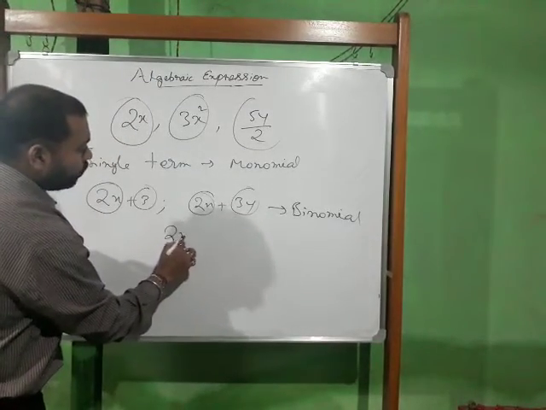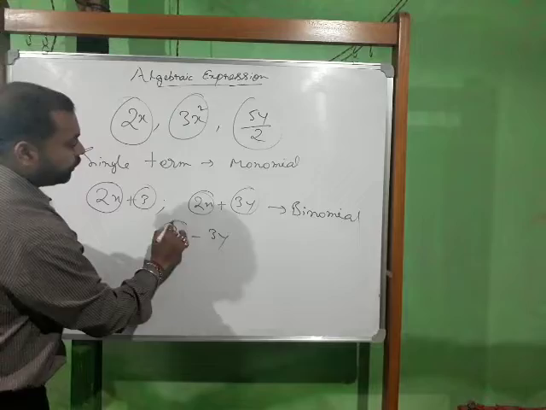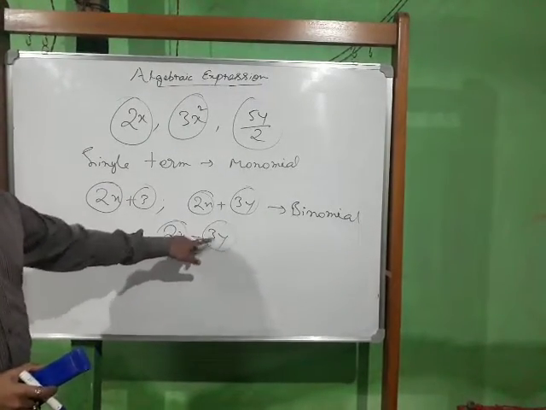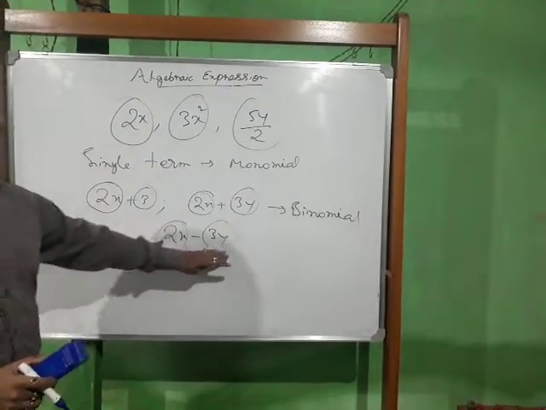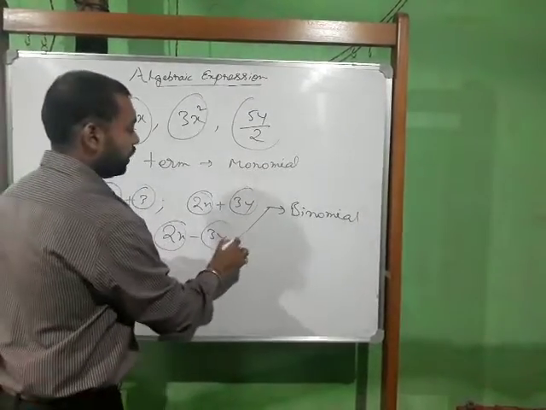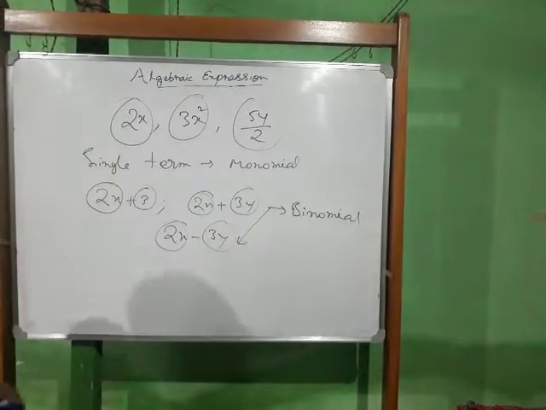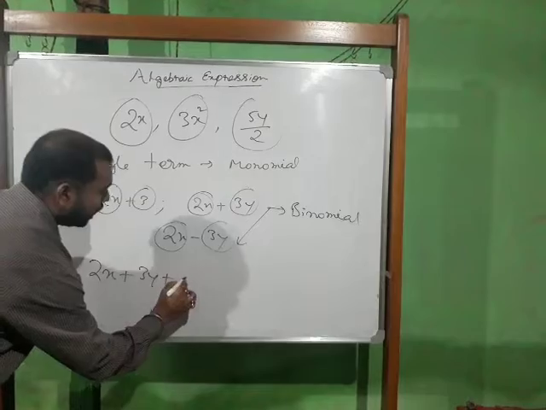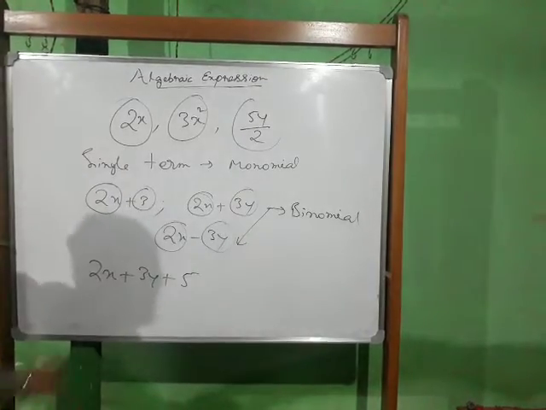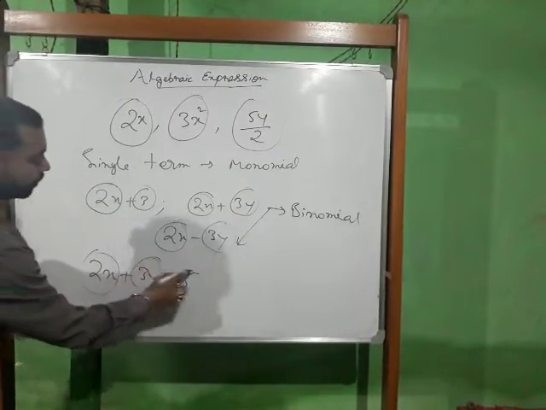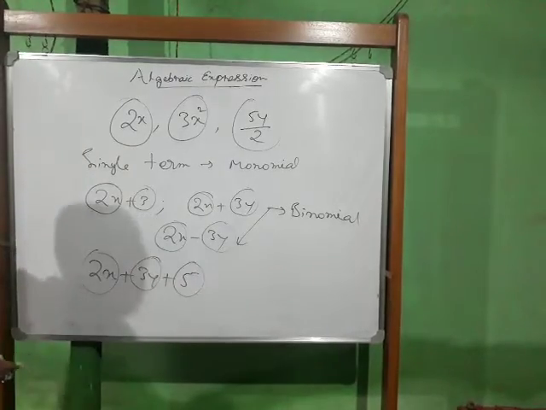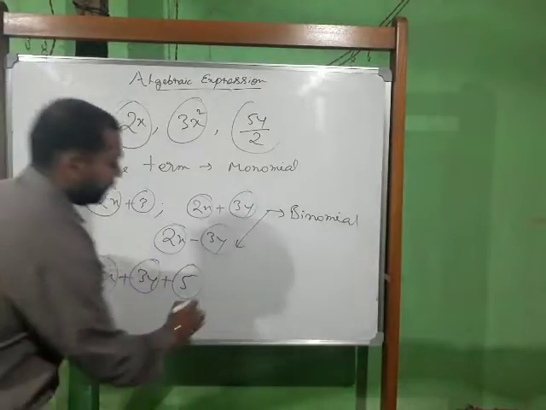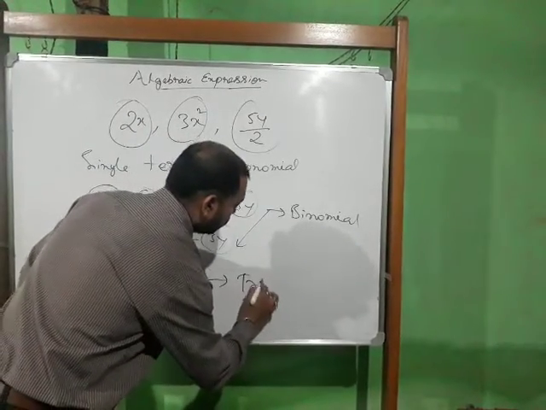If I write like this, 2x minus 3y, this is also having two terms. Here the coefficient is minus 3 actually. But this is also two terms. This is all about binomial. Trinomial means three terms. If I write like this, 2x plus 3y plus 5, this expression has three terms. I am asking, you see, the power is whole number. So this polynomial specially it is called trinomial.